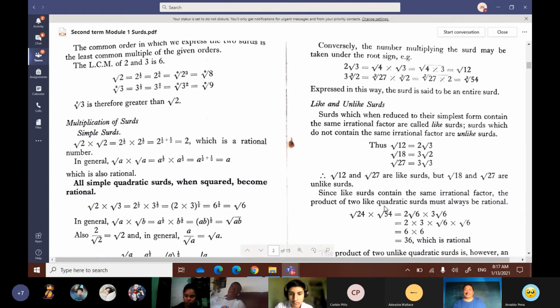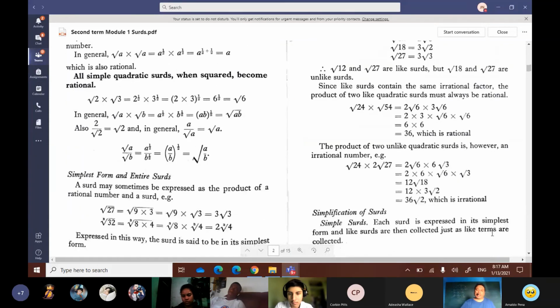These surds contain the same irrational factor. The product of two like quadratic surds must always be rational. For example, the root of 24 times the root of 54 is equal to 2 root 6 times 3 root 6. So that is equal to 2 times 3 times root of 6 times root of 6. The 2 times 3 gives us the first 6. The root of 6 times root of 6 gives me the second 6. So it equals 6 times 6, which is 36, which is rational.